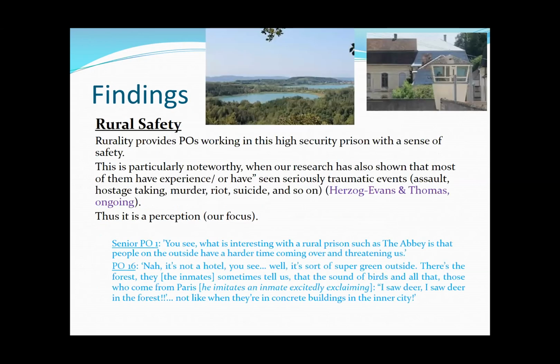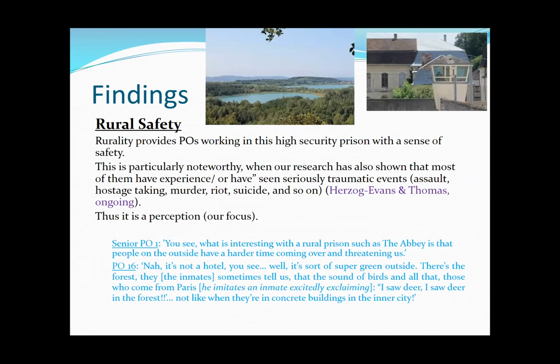So first finding. The analysis of the interview transcriptions showed that the rural environment provides the prison officers with a feeling of safety in the prison and out of the prison. That is very important in a context in which almost all the prison officers in the Abbey experience trauma or violence in their professional life.